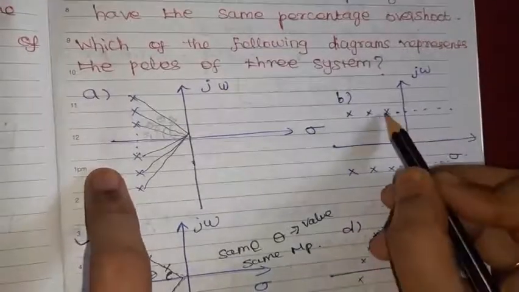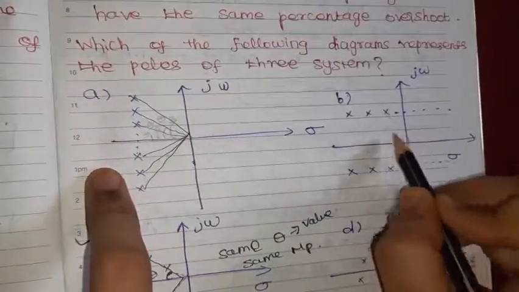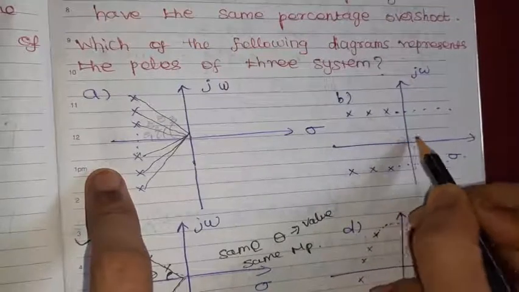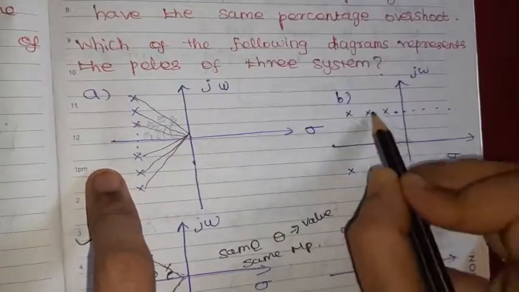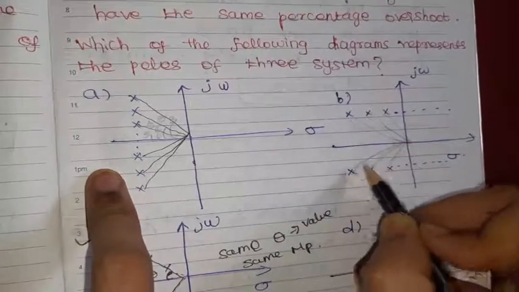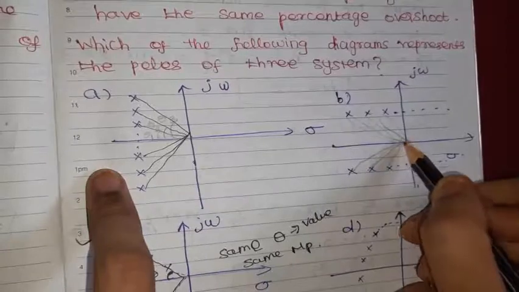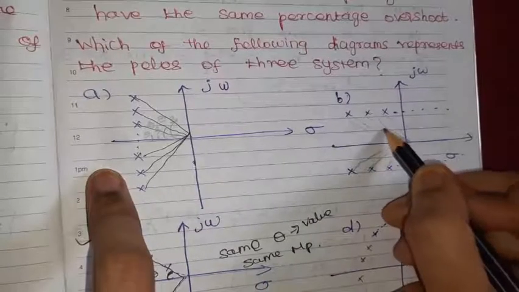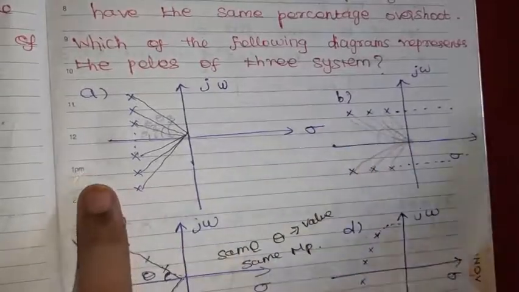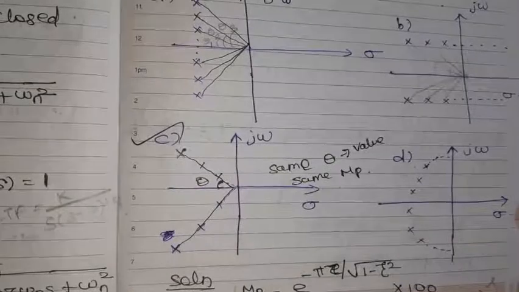For this one also, join it with here, see. So for this one theta value, for this is a theta, for this is a theta. So theta 1, theta 2, theta 3 are differing. So this is also wrong. For this, the theta value is also the same for three systems.